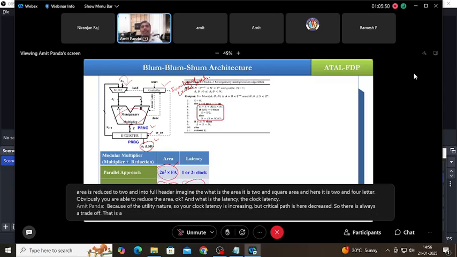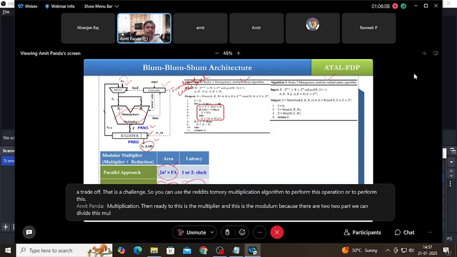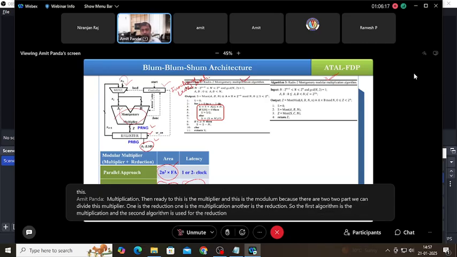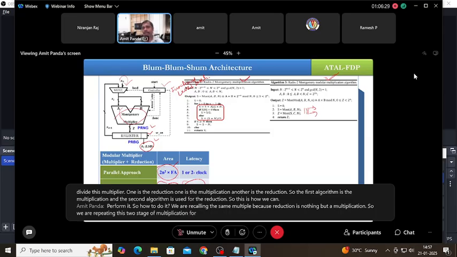That is a challenge. So you can use the radix 2 Montgomery multiplication algorithm to perform this multiplication. There are two parts we can divide this into: one is the multiplication and another is the reduction. The first algorithm is used for the multiplication and the second algorithm is used for the reduction. We are recalling the same thing, because reduction is nothing but a multiplication. So we are repeating these two stages of multiplication for performing the modular multiplication using Montgomery.